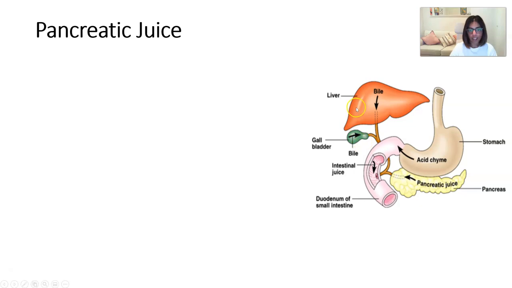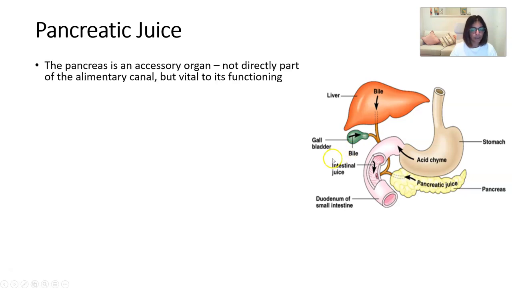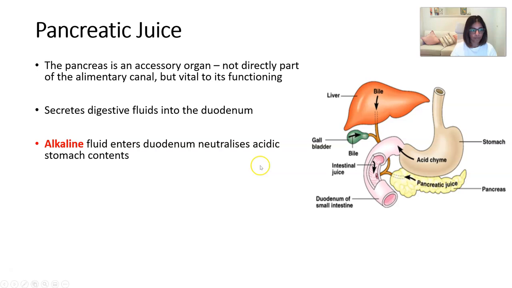Pancreatic juice and the bile that is stored in the gallbladder play a really big role in digestion here. The pancreas is regarded as an accessory organ because it's not directly part of the alimentary canal, although you cannot survive without it. What the pancreas does is secrete digestive fluids directly into the duodenum, which you can see through this little duct here. The fluid that enters the duodenum, that's the first part of the small intestine, is alkaline, and crucially what this does is it neutralizes the stomach contents.